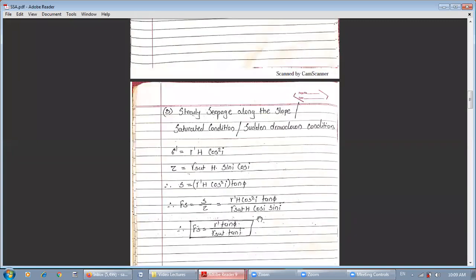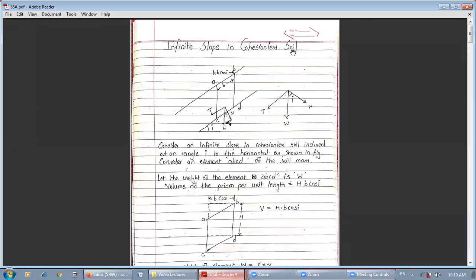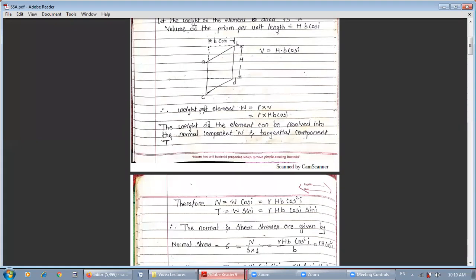If we are able to find the i and phi values, where i is the angle of slope with the horizontal and phi is the angle of internal friction, we can find the factor of safety, and we can justify whether the soil or slope is going to fail, whether the slope is stable or unstable. This first equation is for infinite slope in cohesionless soil, and we have gone through that equation.